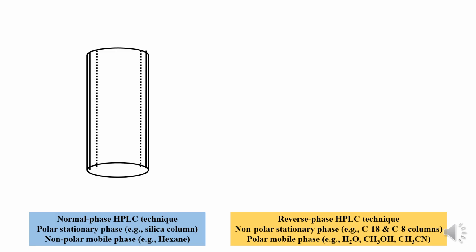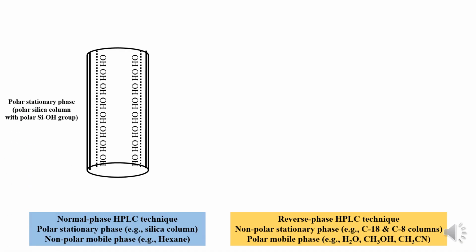In the normal phase HPLC technique, the column is tightly packed with a polar stationary phase. For example, in case of silica column, the column is tightly packed with a polar stationary phase, where the stationary phase particles bear a polar silicon group, where the hydroxy group is covalently bonded to silicon. The polarity of the stationary phase is because of the polar hydroxy groups that are covalently bonded to the silicon of the stationary phase.